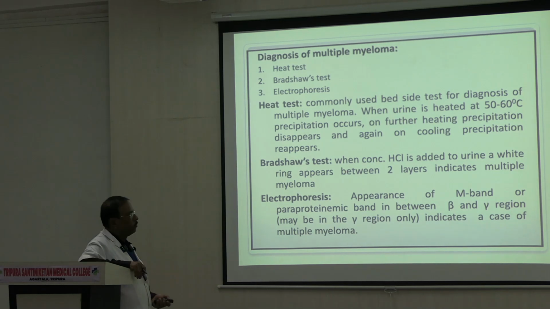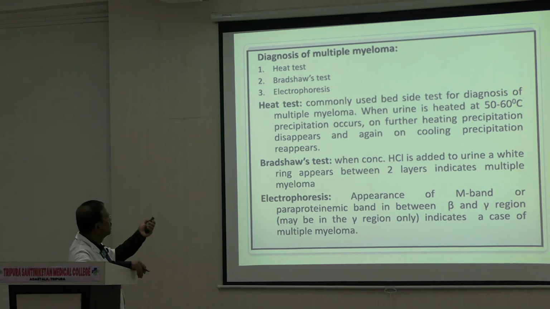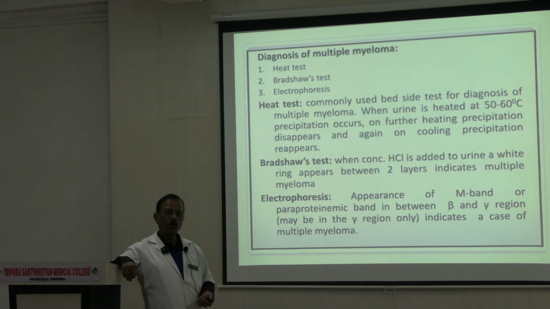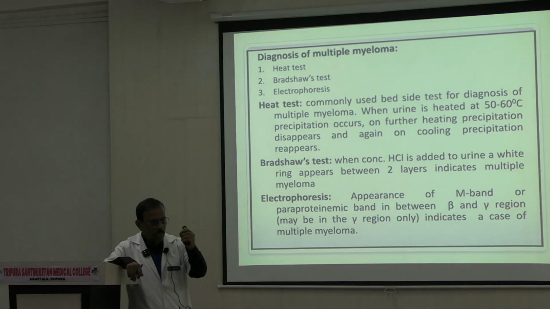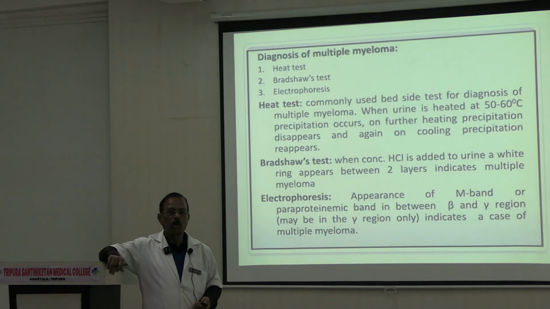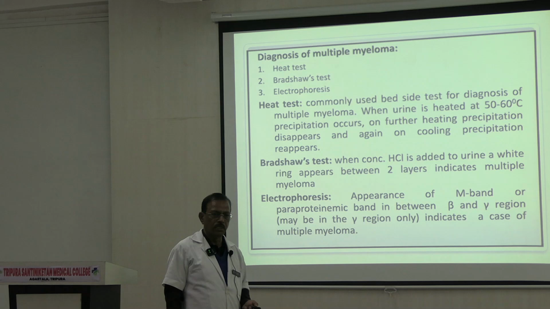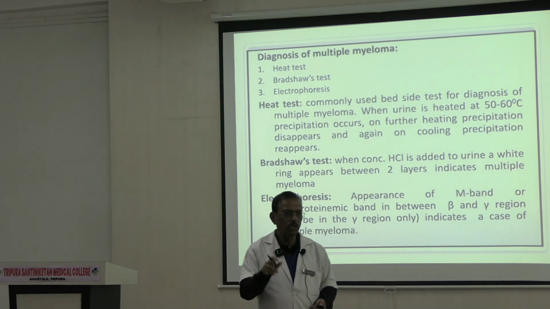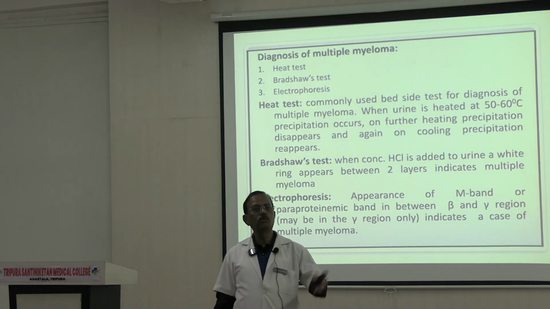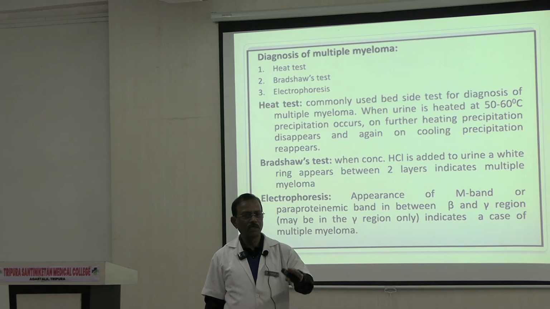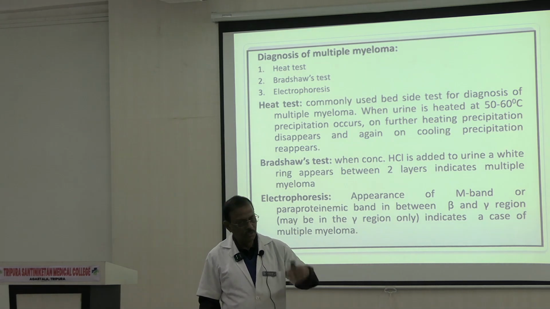Diagnosis of multiple myeloma is done by heat test, Bradshaw test, and electrophoresis. Heat test: when the urine sample is heated in a slightly acidic medium, coagulation appears between 40 to 50 degrees centigrade. On further heating, it disappears. Again, on cooling, it appears at 70 degrees, and again it disappears like that.